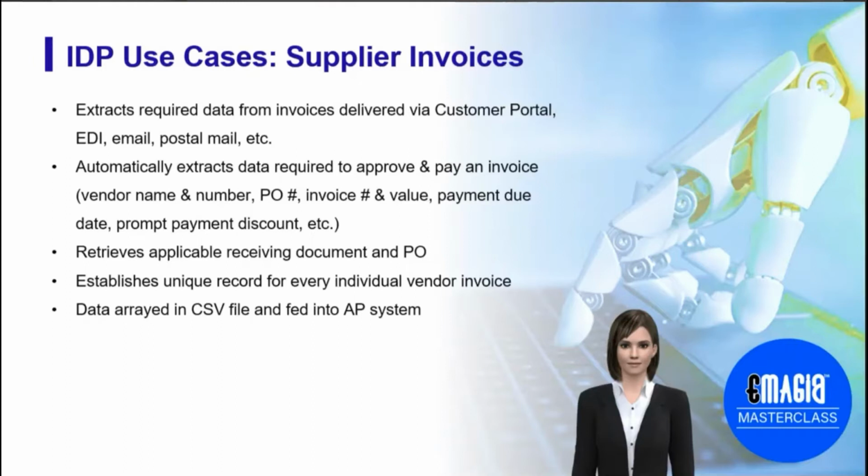Again, with a digital assistant, you can also retrieve the applicable receiving document and PO. So then you've got your three-way match. You've got the vendor invoice, you've got proof that the product was received, and you've got your purchase order, which proves that you ordered it in that quantity and that price. So again, we're talking about the first step, handling masses of supplier invoices to get it up and running.